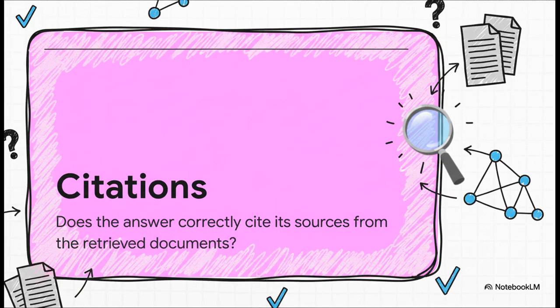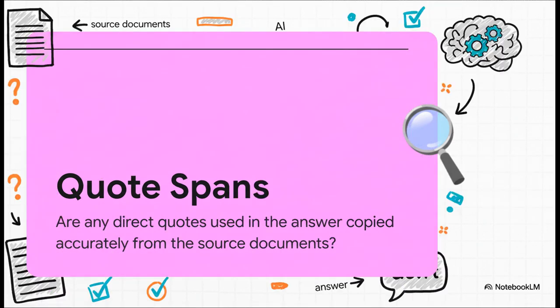Building on that, we have citations. This is all about user trust. Correctly pointing to which part of which document supports each claim, well, that's what turns a mysterious black box into a system that people can actually check and trust. It lets a human verify the AI's work. And here's a really simple, direct way to check groundedness. Just look at the quotes. If your model uses a direct quote, is it copied perfectly, character for character? Measuring the accuracy of these quote spans is a super straightforward way to see if the model's getting a little sloppy.